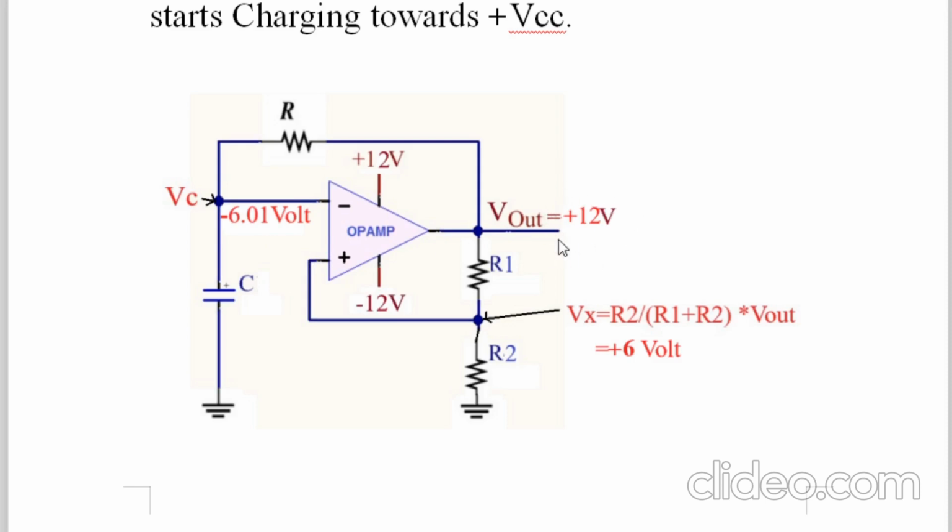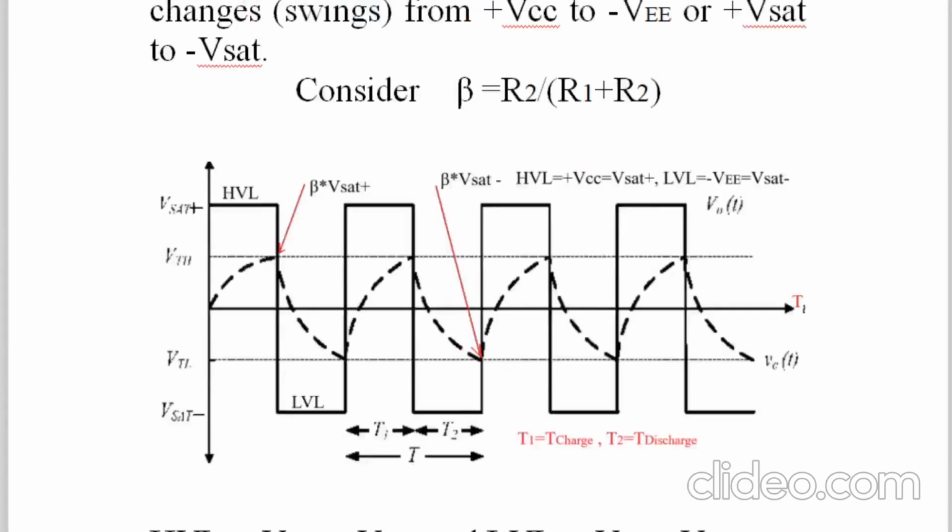And as soon as the output of the op amp is thrown to plus 12 volt, two things again happen. One thing, the potential divider will change its voltage, and it was minus 6, now it will become again plus 6. That is one thing. And now the capacitor which is discharged to minus 6.1 volt will start charging from minus 6.01 to plus 6.01, and we are going to show you that with the help of the diagram over here.